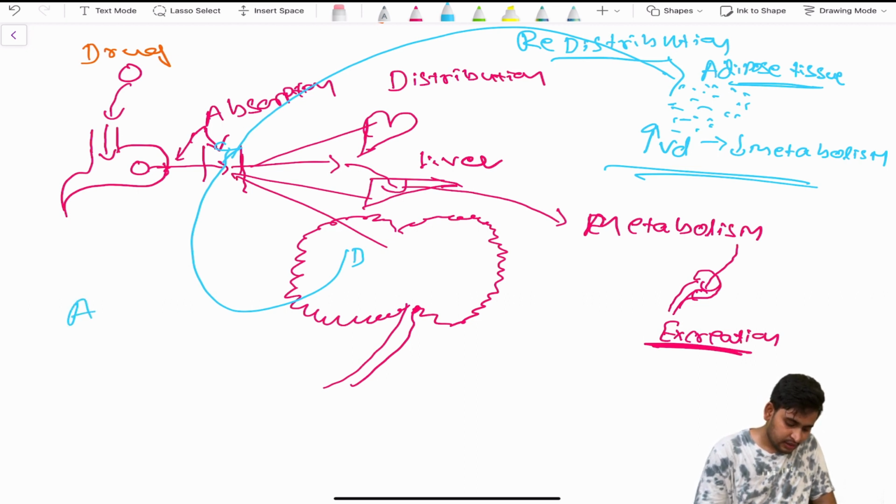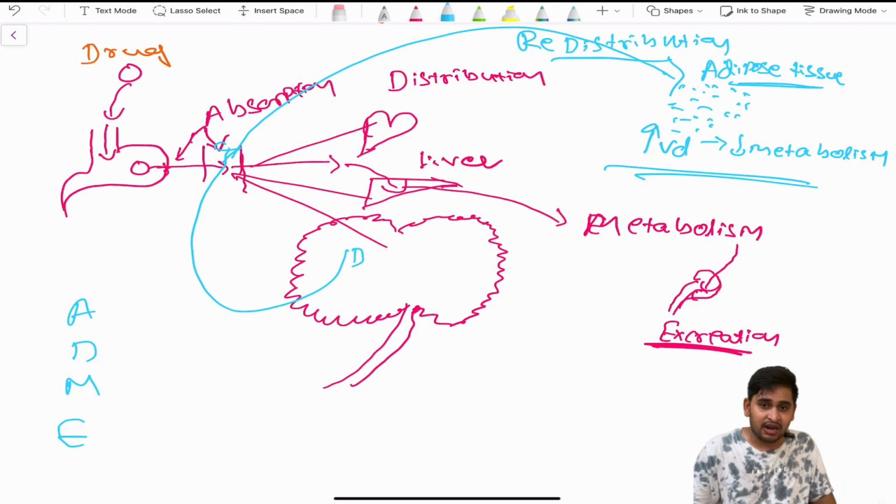This is about absorption, distribution, metabolism, and excretion. The study of ADME is called pharmacokinetics.